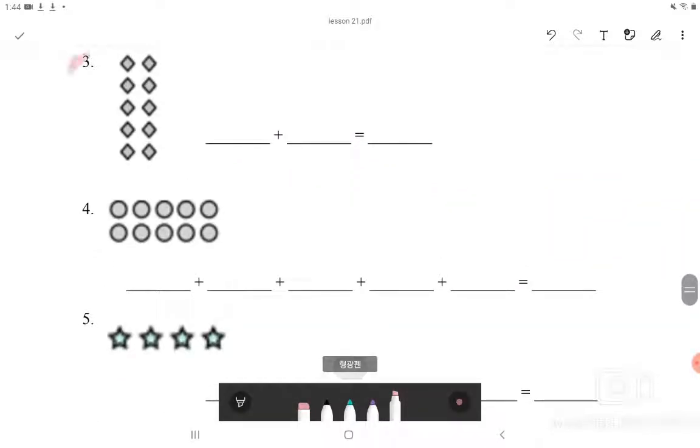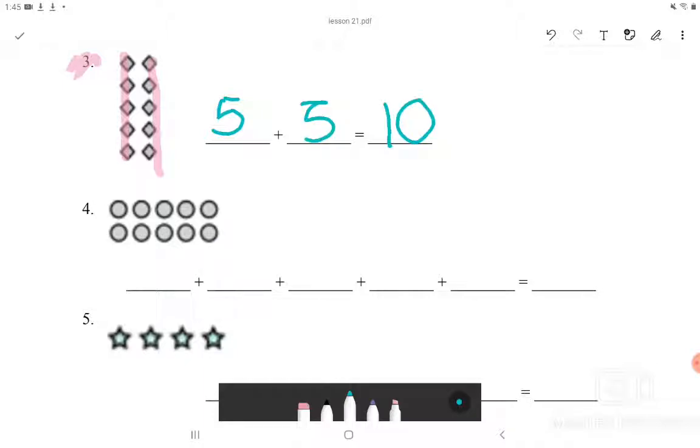I will also do number 3. And when we count this, on the left there are 5 diamonds, and the right side also has 5 diamonds. 5 plus 5 is 10, so we know that there is 10 in total.